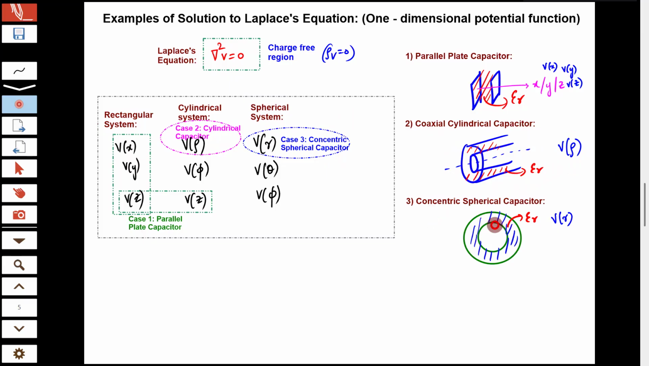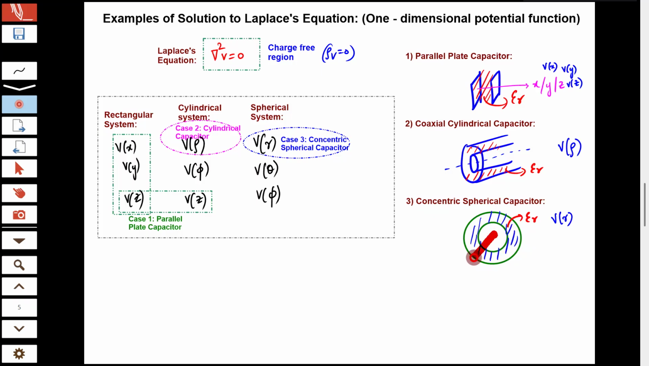Case 3 talks about two spherical plates which have the same center. So we call this the concentric spherical plates, and the effect of capacitance produced by this is called the concentric spherical capacitance value. The inner one is of a smaller spherical radius and the outer one is of the larger spherical radius. Between these two, we have the dielectric material with dielectric constant epsilon r.